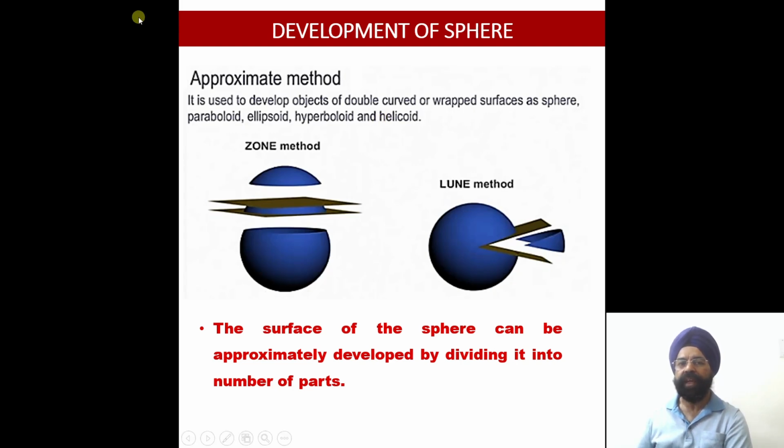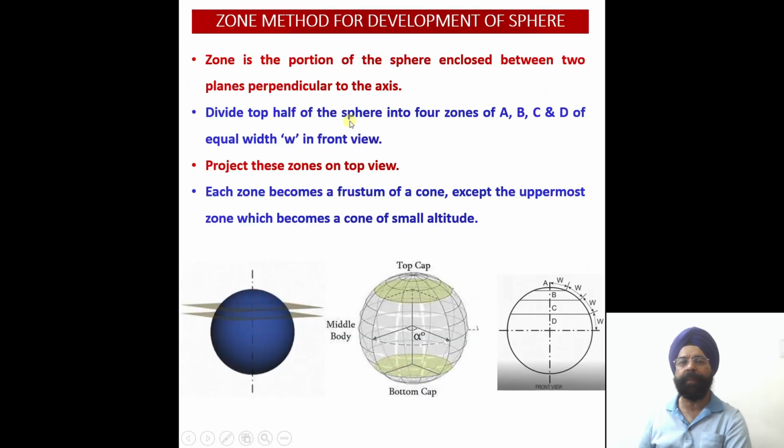So this way, because we are going to assume that this portion is just like a cone, and this portion is just like, once again, a frustum of a cone, there is always going to be a certain amount of approximation. That is why we say that this is an approximate method for development of the sphere.